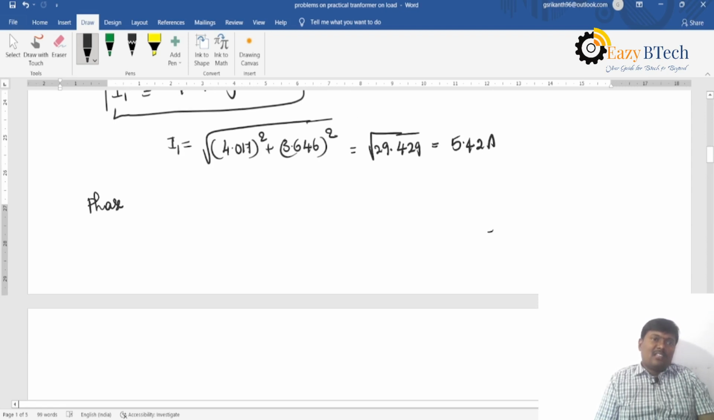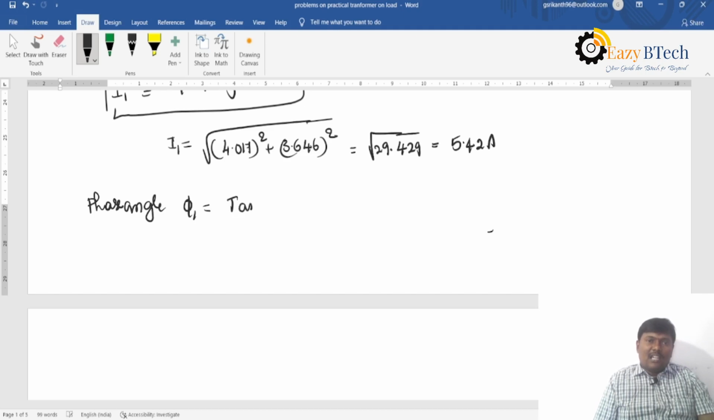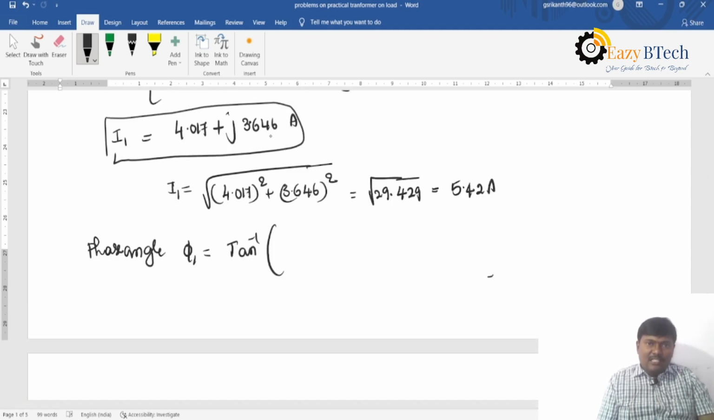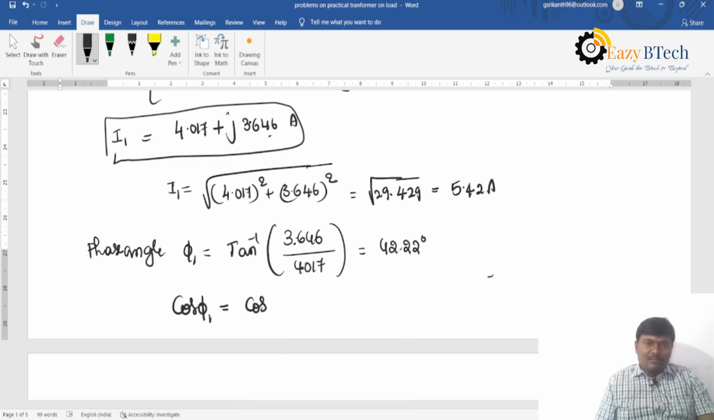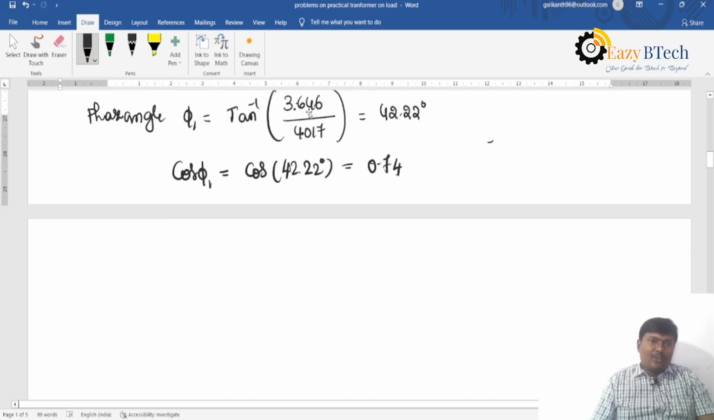The phase angle, primary phase angle phi 1 is equal to tan inverse of imaginary part by real part. The imaginary part is 3.646 divided by 4.017. 42.22 degrees. Then the primary power factor cos phi 1 is equal to cos of 42.22 degrees. Then it should be 0.74.